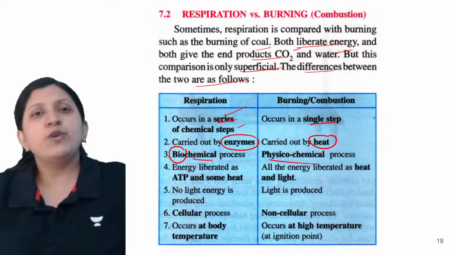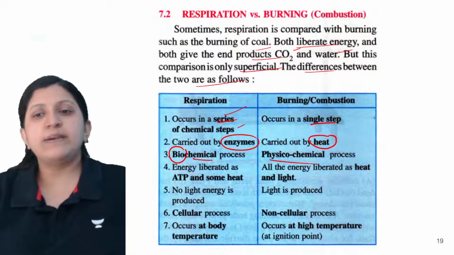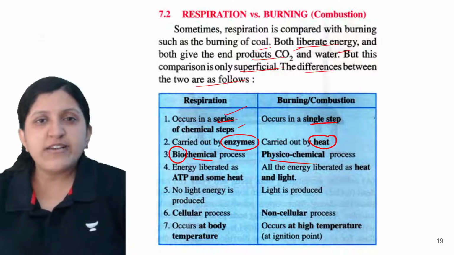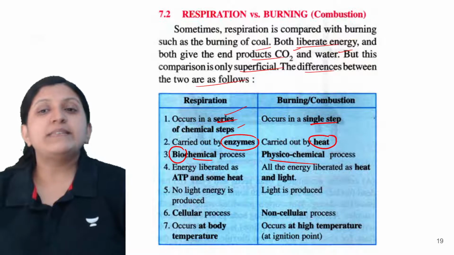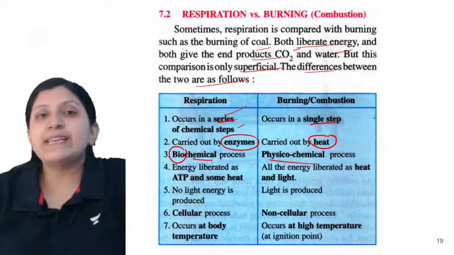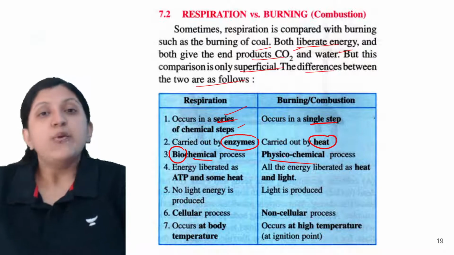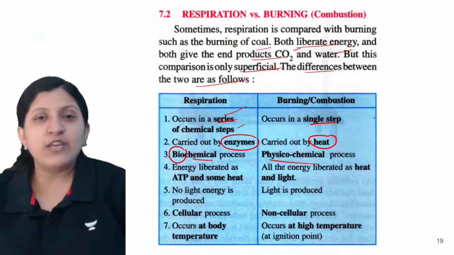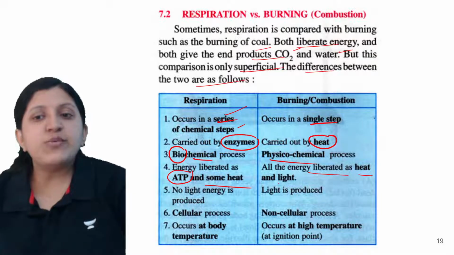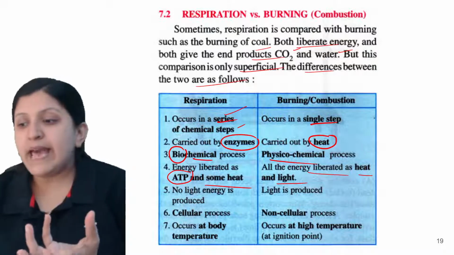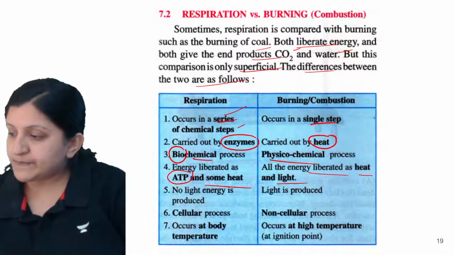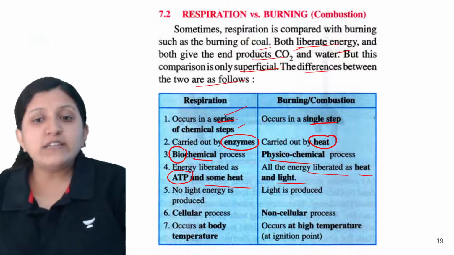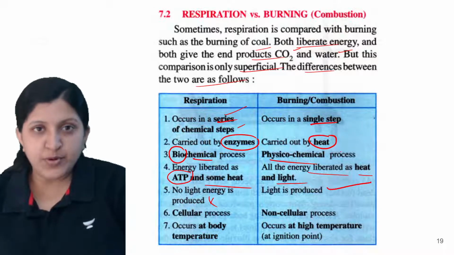Like, you take a paper, there is oxygen that is available, so you burn it. In that case combustion or burning is occurring, so there is atmospheric oxygen available, which is a physical process, not occurring inside any living organism. Now the energy liberated is ATP and some heat production. Here the energy is liberated as heat as well as light, so that is burning. You can see the light there, you can also feel the heat there. So no light energy is produced in this, and there is light production over here.